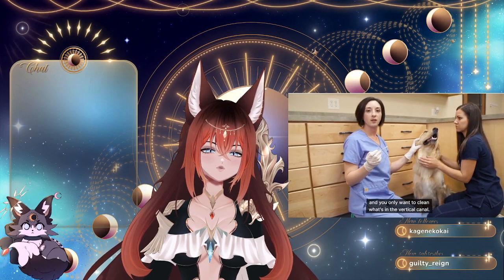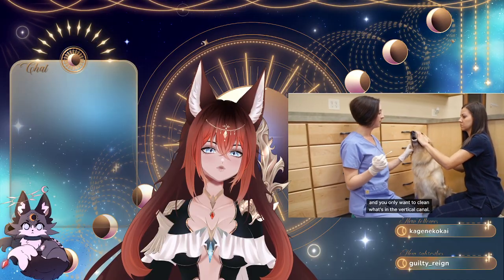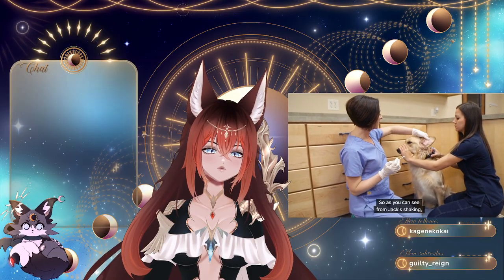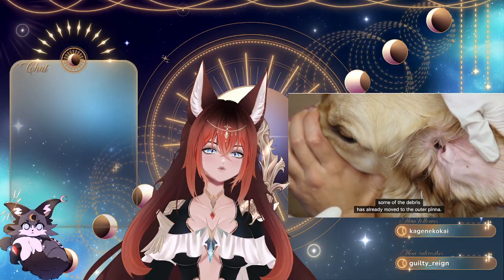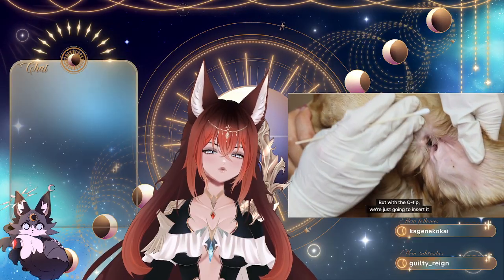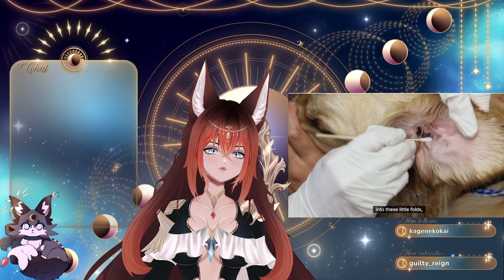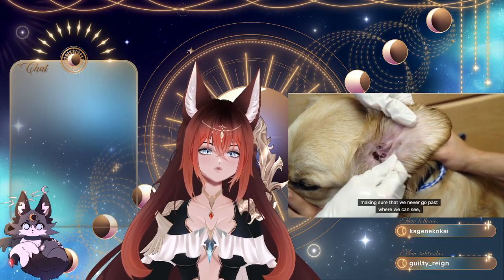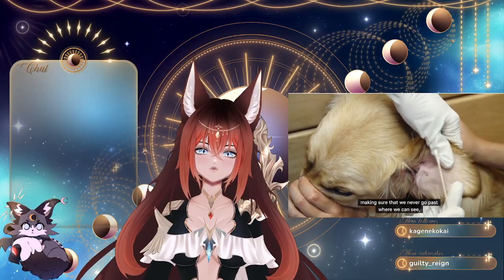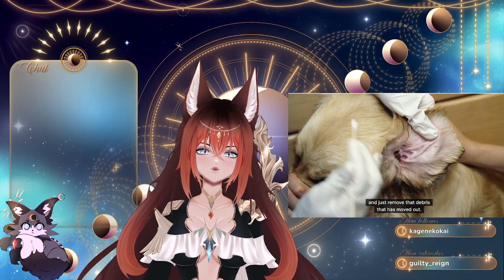You want to make sure that your patient is very well restrained for this as well, and you only want to clean what's in the vertical canal. So as you can see from Jack shaking, some of the debris has already moved to the outer pinna. But with the Q-tip, we're just going to insert it into these little folds, making sure that we never go past where we can see. And just remove that debris that's moved out.